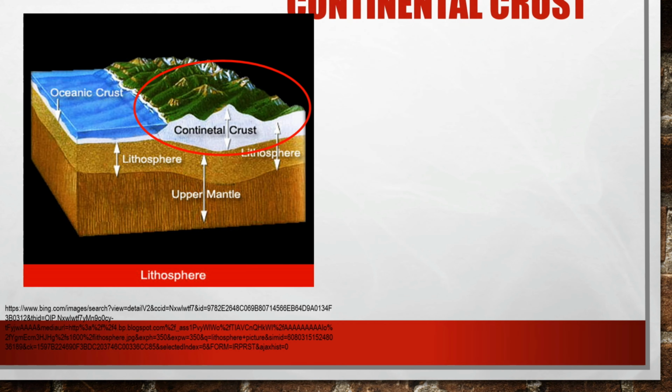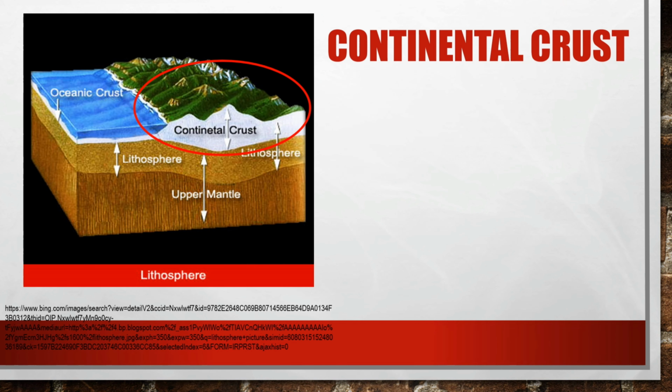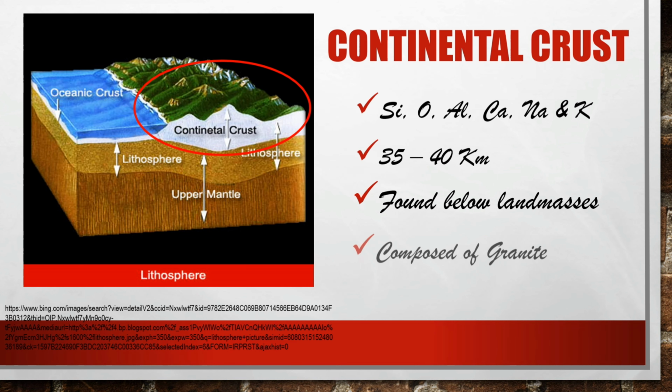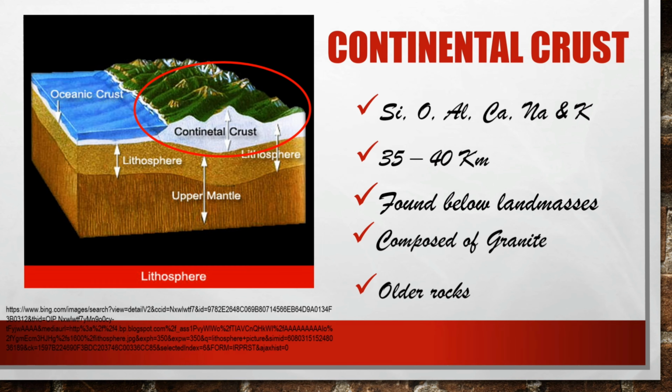The continental crust is mainly composed of silicon, oxygen, aluminum, calcium, sodium, and potassium. Its thickness is about 35 to 40 km and it is found below land masses. It is composed of less dense granite rock and where you can find older rocks.